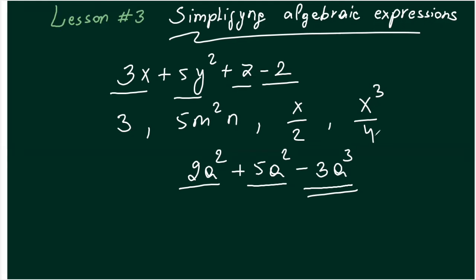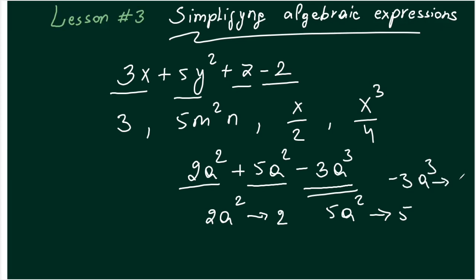Then, what is a coefficient? The coefficient of a term is a number that multiplies a variable. In this expression, in 2 times a to the second power, the coefficient is 2. And in 5 times a to the second power, the coefficient is 5. And in negative 3 times a to the third power, the coefficient is negative 3.